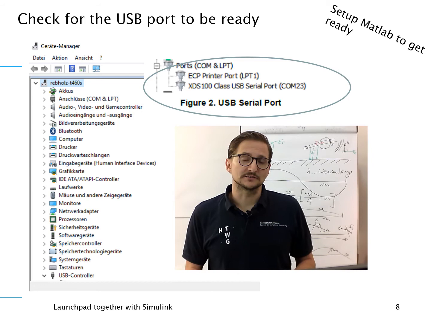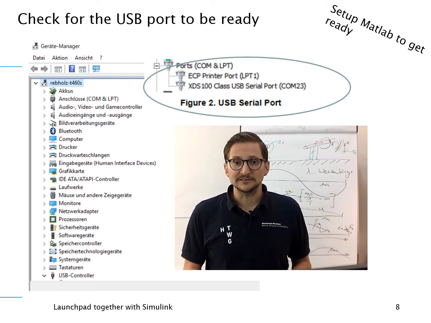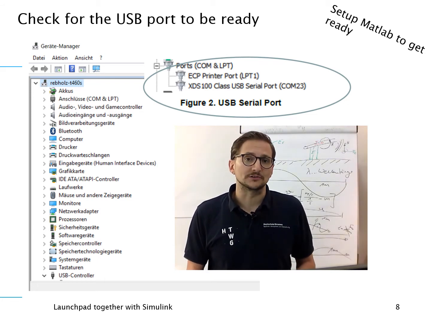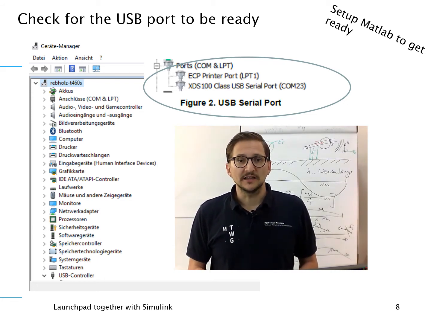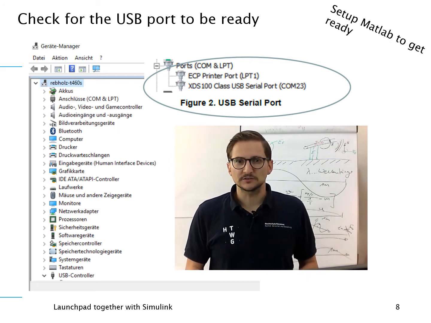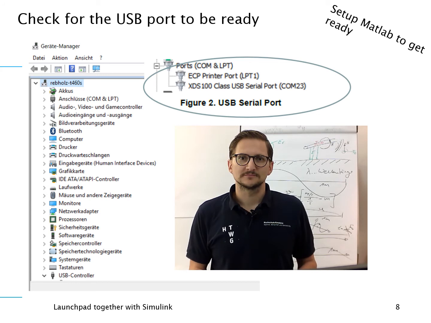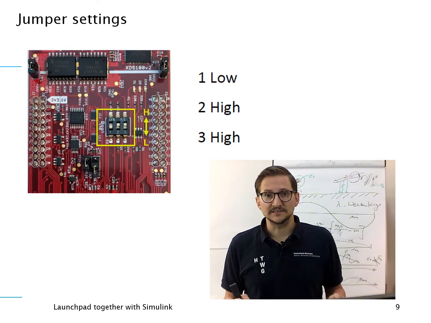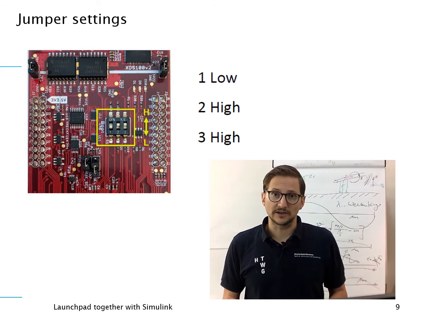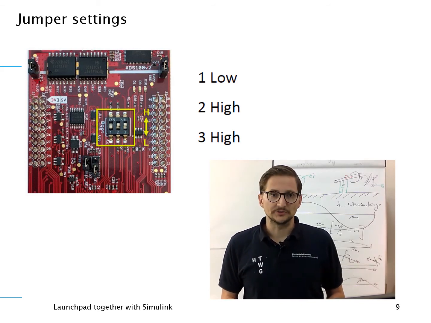After everything is installed correctly, please check within the Device Manager if you can find a serial connection to your board. It is named XDS100 class USB serial port. The last step is to check if all jumper settings are correct at our target hardware, F28069.